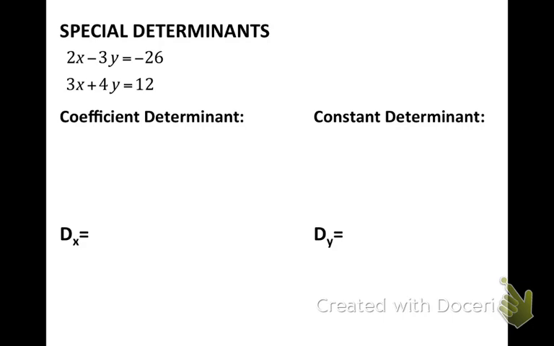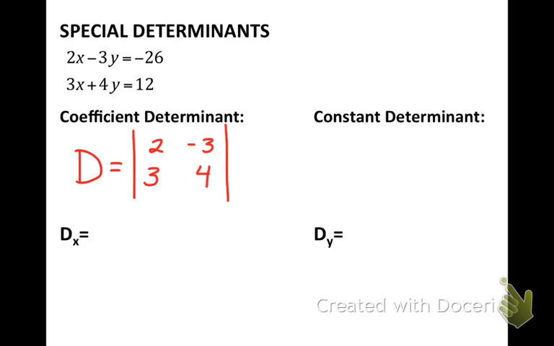and we're going to use a capital letter D to represent our coefficient determinant. So D is going to be equal to, if you had to come up with your coefficient matrix, what would it be using that system? My coefficients are 2, negative 3, positive 3, and 4, just the coefficients. And because I'm finding a determinant, I'm going to put bars instead of brackets.